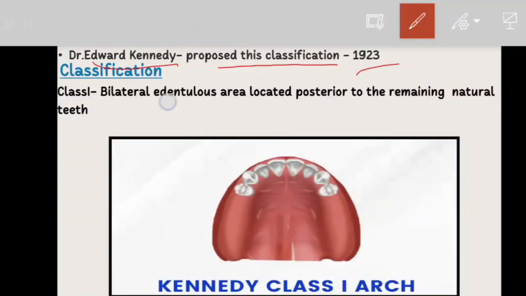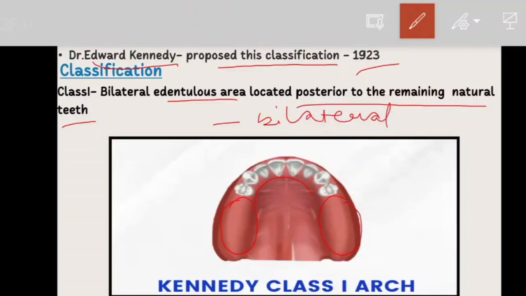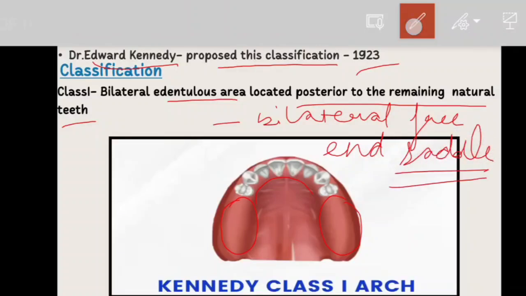Class 1 is a bilateral edentulous area located posterior to the remaining natural teeth. It means the teeth are missing on both sides of the back. You can see in the diagram the teeth are missing on both sides of the back. If a patient has no molars on the left and right side but the front teeth are present, it is a class 1. This is also called bilateral free-end saddle. So this is a class 1.